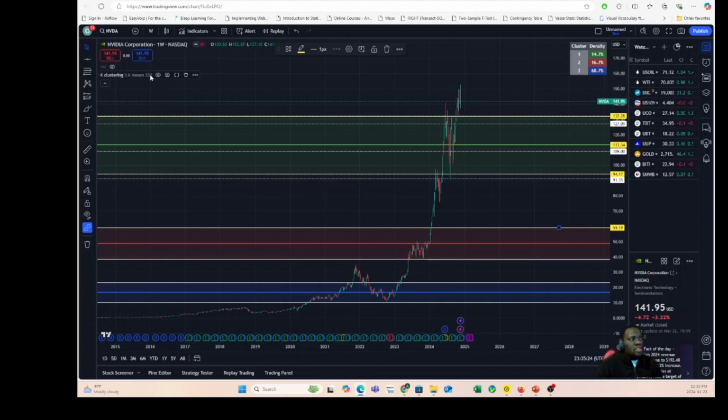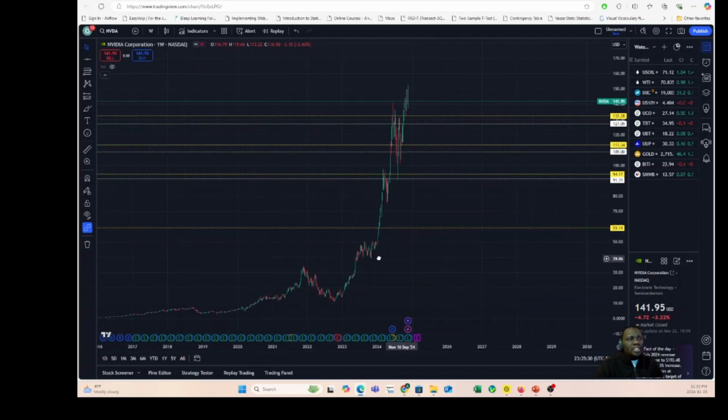Now I'm going to close this, and I'm actually going to close it, not hide it this time. So I'm going to close it. Now I've marked my key levels on the chart.